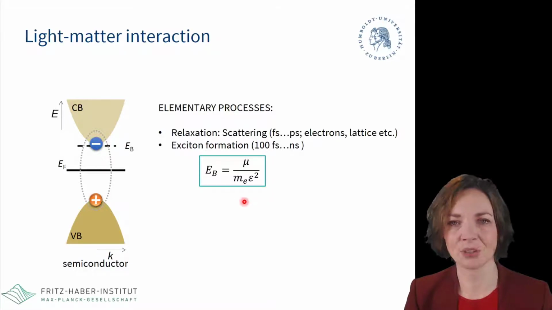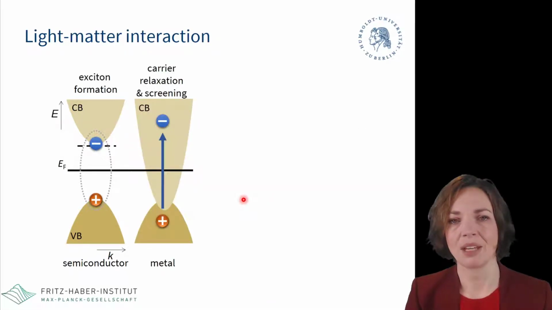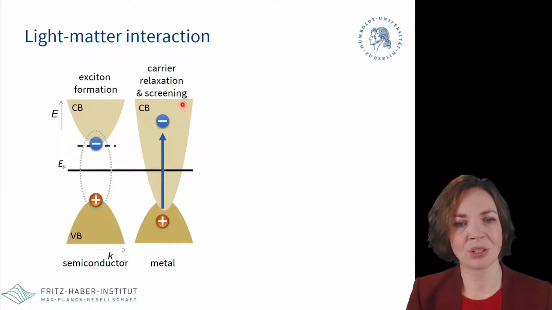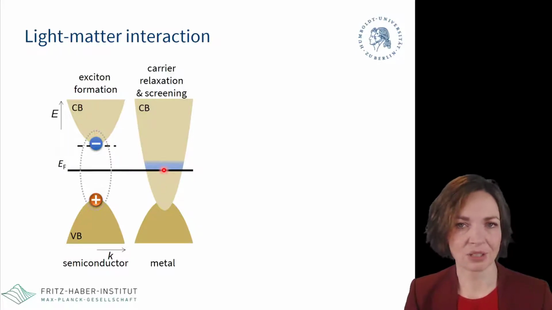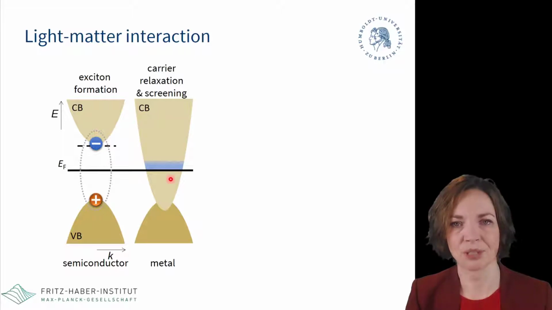So photoexcitation creates excitons, I discussed this, and they have a binding energy that is determined by the dielectric function, so the screening in the system. In metals, this is different. You have a conduction band that is being crossed by the steady-state Fermi energy, and the free carriers at this Fermi energy contribute to the screening, lead to metallic conduction, and a Drude response in optical spectroscopy.